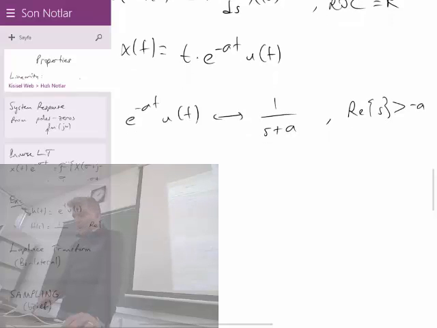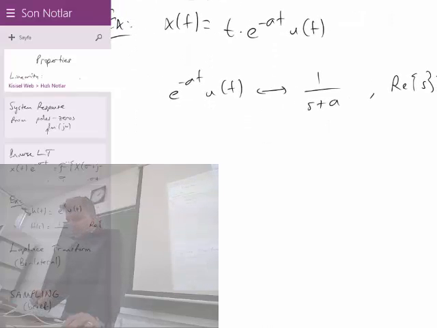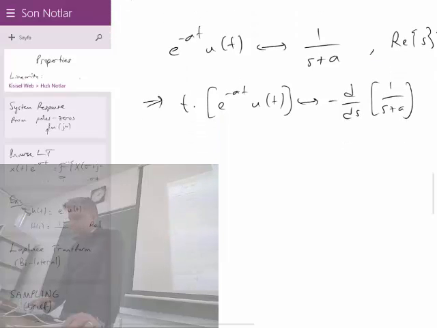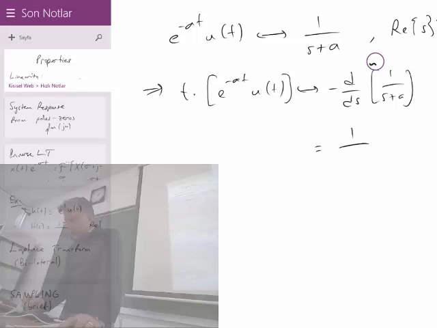It's a causal signal. Now what shall we do? We will just say that t times that thing, e to the minus at u of t, will have a Laplace transform which is equal to minus the s derivative of 1 over s plus a. And that is equal to 1 over s plus a squared, strangely. And that minus sign takes care of another negation. Therefore, eventually we have something positive.